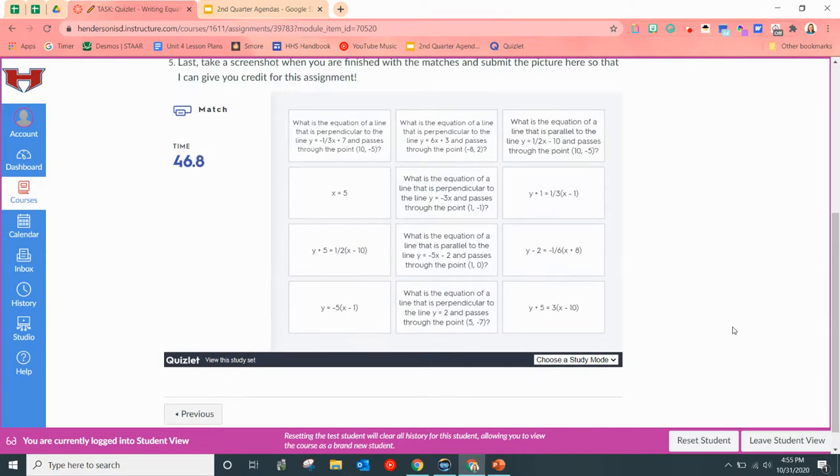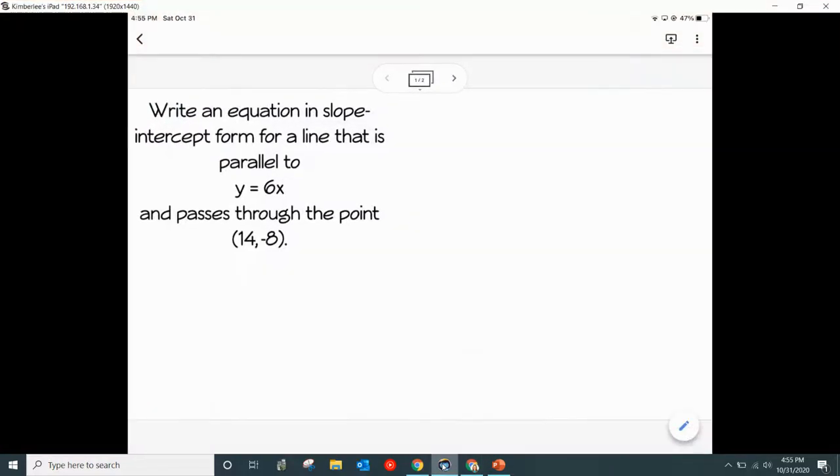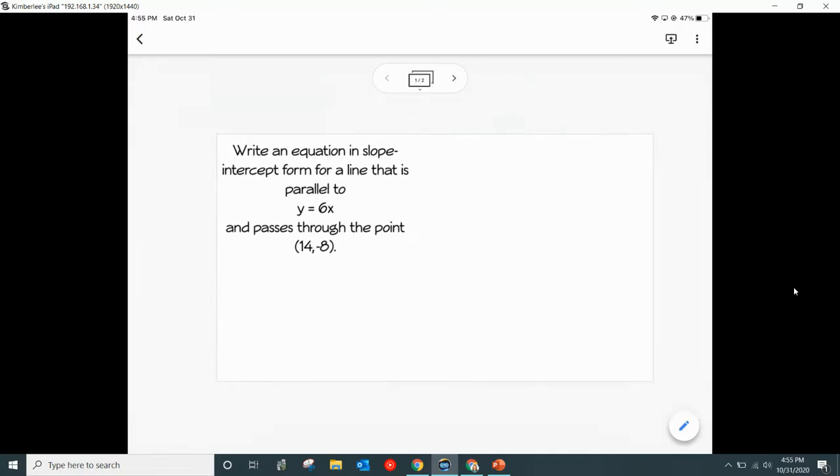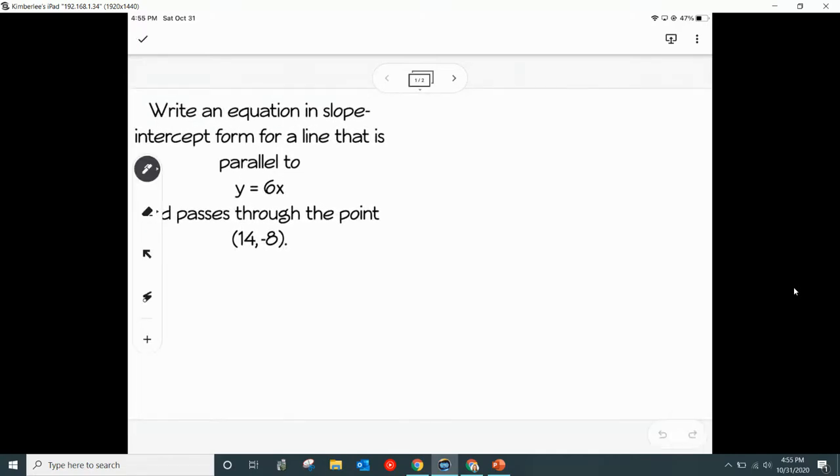So I'm going to work a few of these problems. Example problems are not exactly like the ones there, they're not the same problems, but they are like those problems. So this question says, write an equation in slope-intercept form. So remember, let me find, where's my pen? There we go.